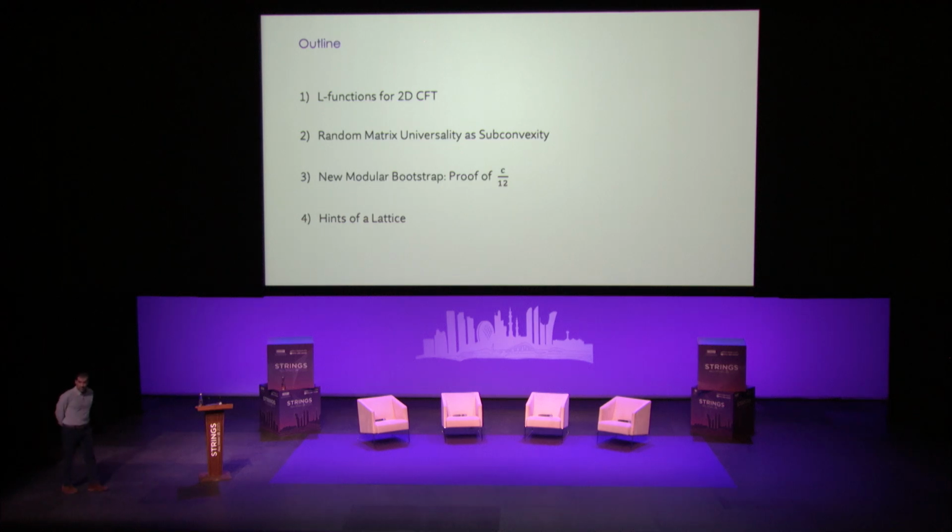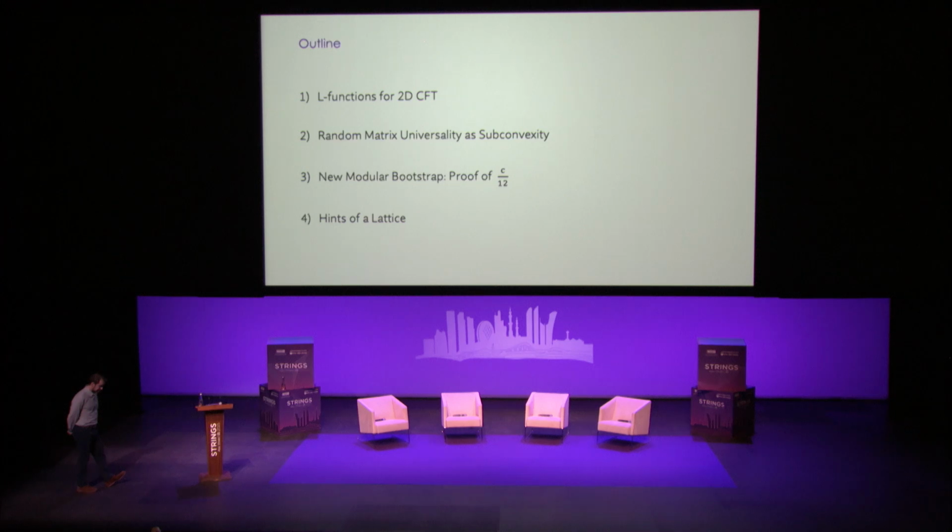So here's the outline for the talk. I'll show how every unitary Virasoro CFT can be attached to an L-function with certain properties that are universal. In this context, the random matrix universality of a CFT can be shown to be equivalent to subconvexity of the L-function, which is something I will explain.